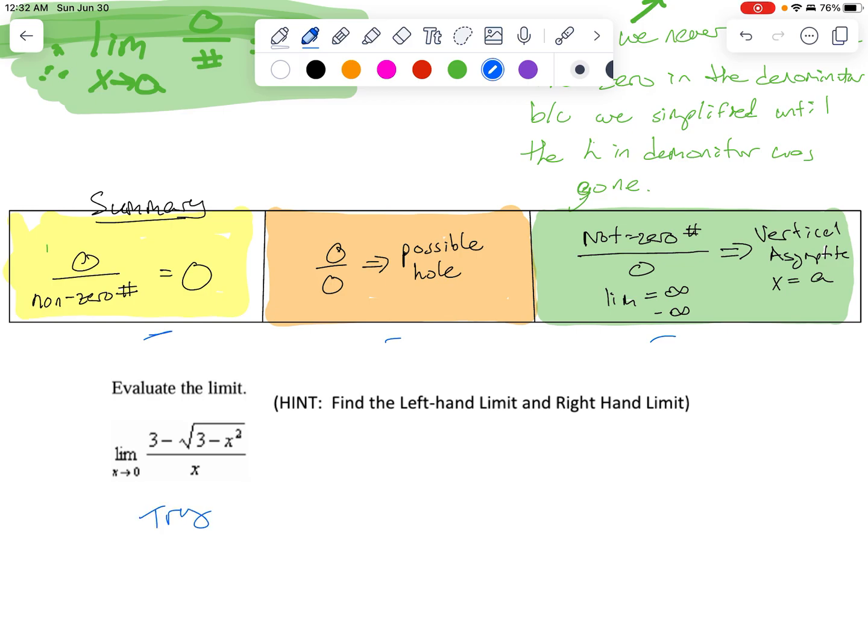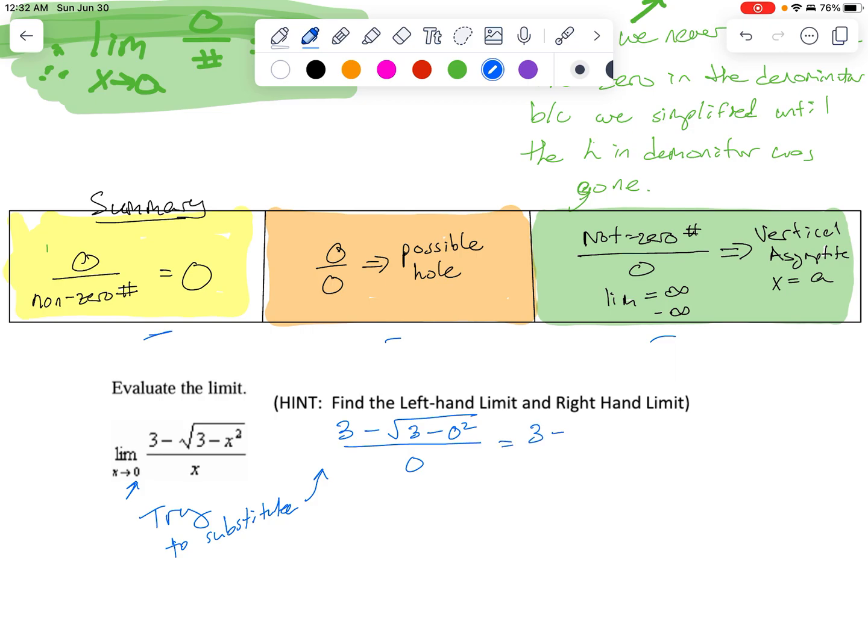So try to substitute as it is. So we go 3 minus radical 3, we're plugging in the 0 because a is 0, minus 0 squared over 0.